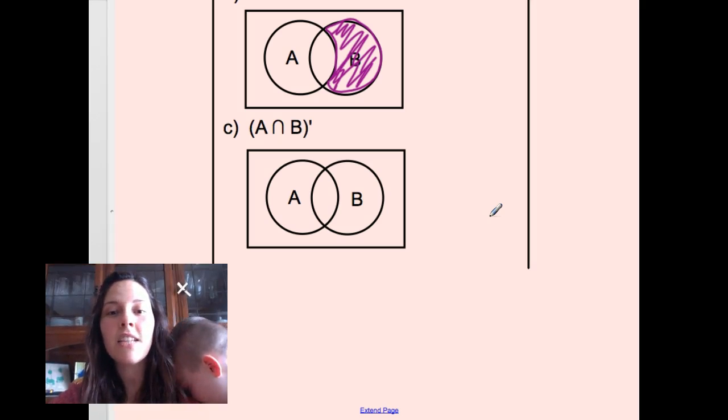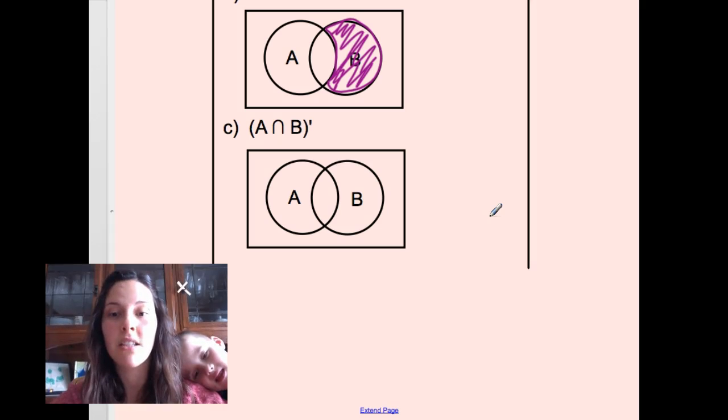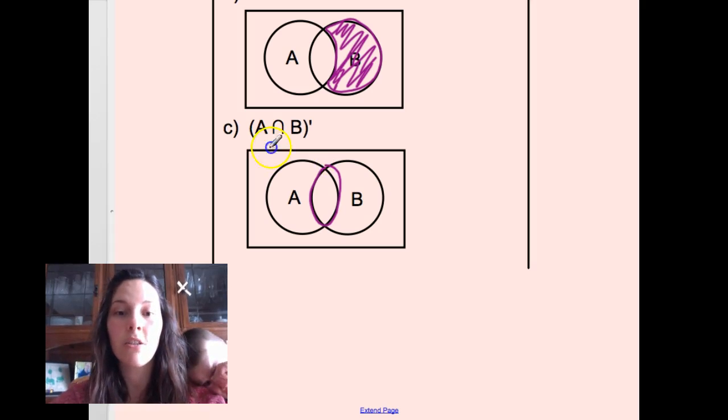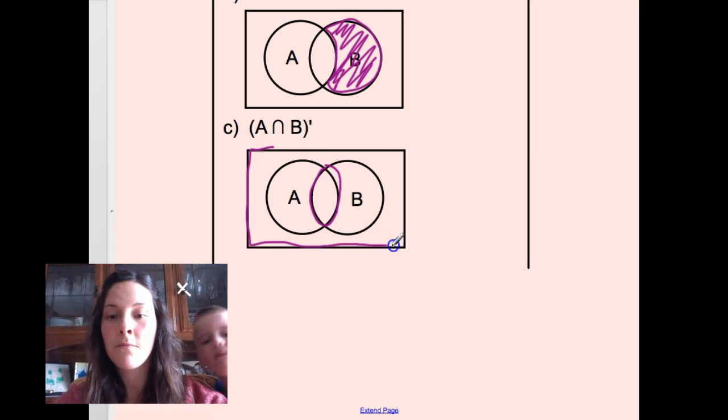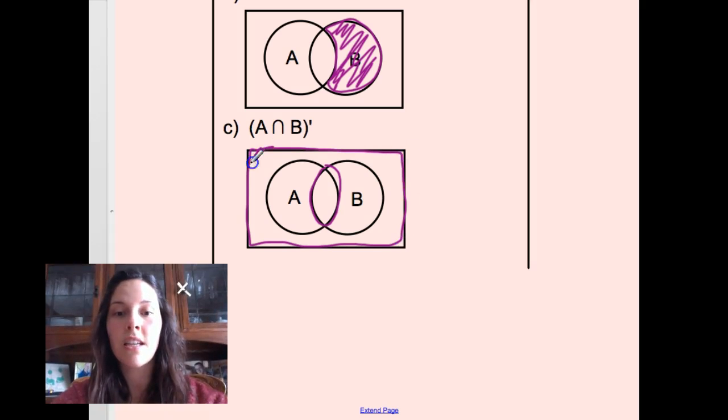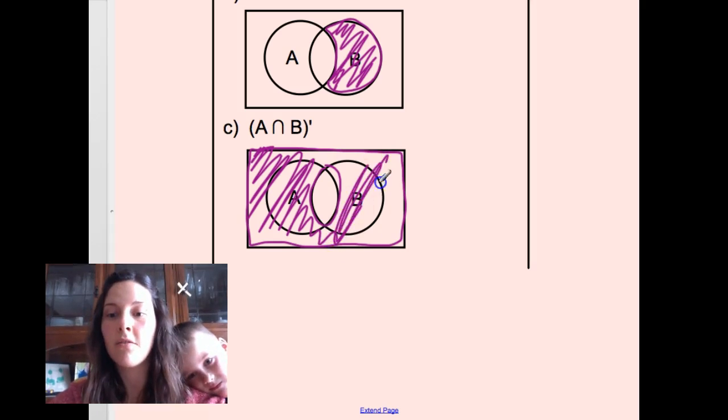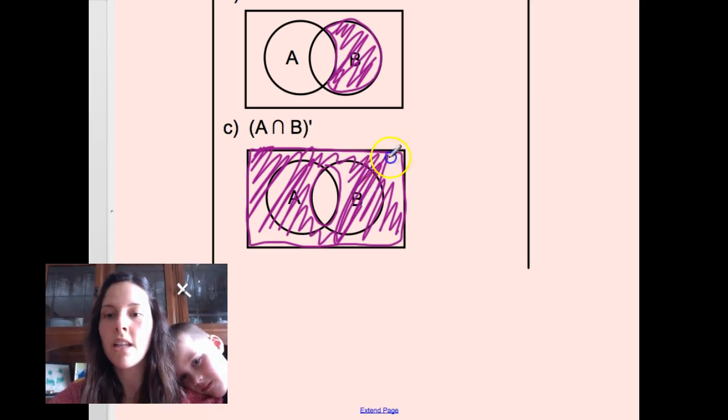And finally, the last one is A intersection B complement. So A intersection B is this. So we're shading everything outside of that. So everything in the box, but that is outside the intersection. So it's all of A, all of B, and the universal set, except where they overlap.